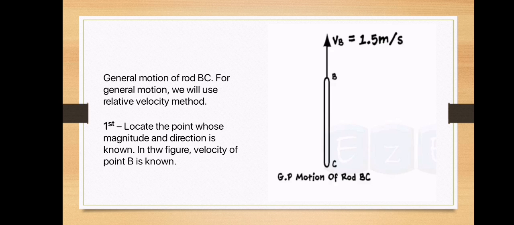General motion of rod BC. For general motion, we will use the relative velocity method. First step, gayahin lang natin yung mga steps kanina na nasabi ko. Locate the point whose magnitude and direction is known. In the figure, the velocity of point B is known. This is point B.